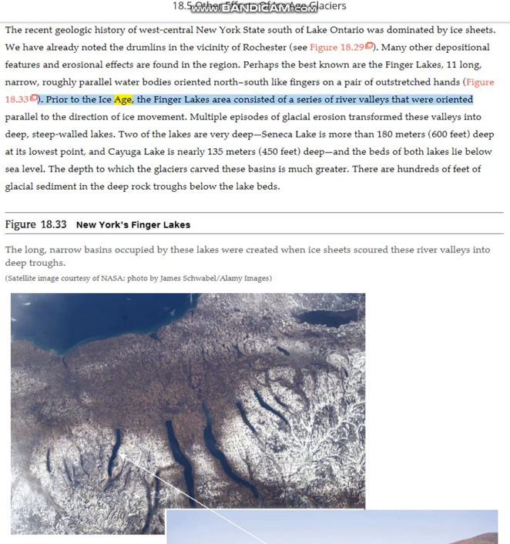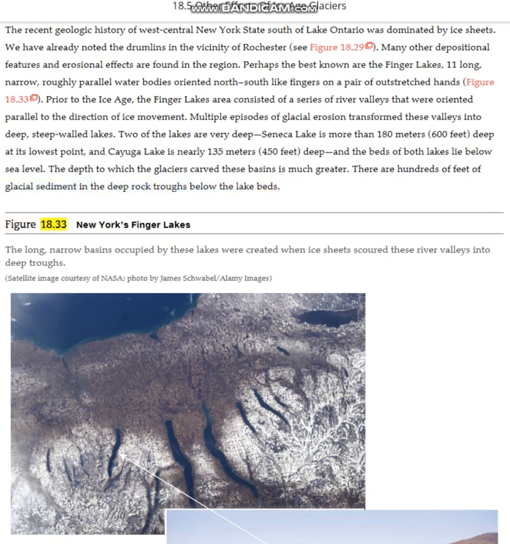Prior to the Ice Age, the Finger Lakes area consisted of a series of river valleys that were oriented parallel to the direction of ice movement. Multiple episodes of glacial erosion transformed these valleys into deep, steep-walled lakes. Two of the lakes are very deep. Seneca Lake is more than 180 meters, 600 feet, deep at its lowest point, and Cayuga Lake is nearly 135 meters, 450 feet, deep, and the beds of both lakes lie below sea level. The depth to which the glaciers carved these basins is much greater. There are hundreds of feet of glacial sediment in the deep rock troughs below the lake beds.